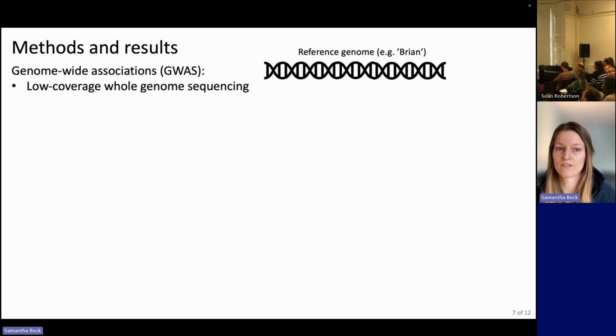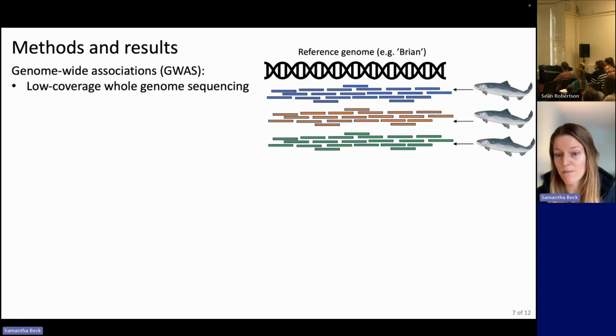So we use low coverage whole genome sequencing. What this is, we use a reference genome. An older reference genome was called Brian. So we'll use Brian's reference genome, and then studies compare their samples to the reference genome. So it's a standardized look at your genetic variation across individuals, all against Brian.